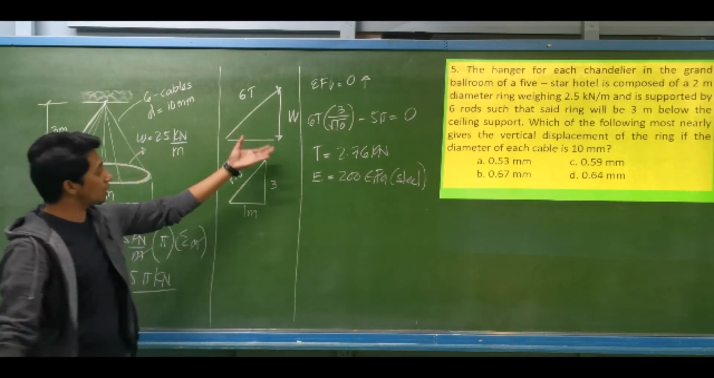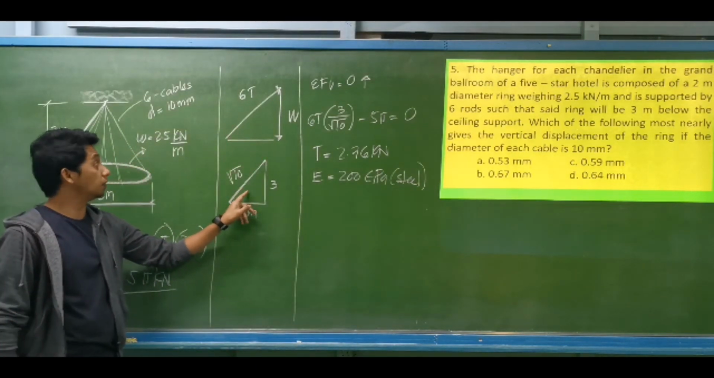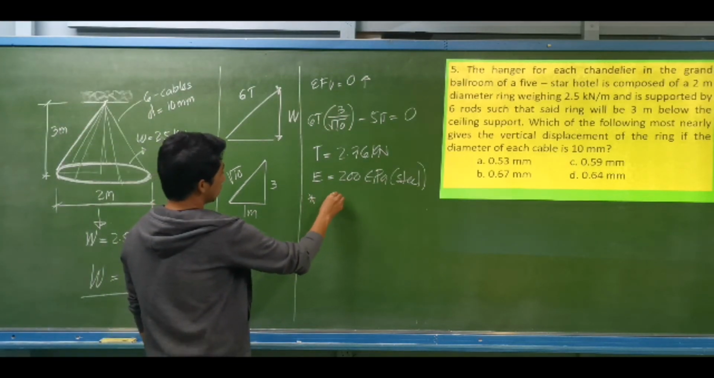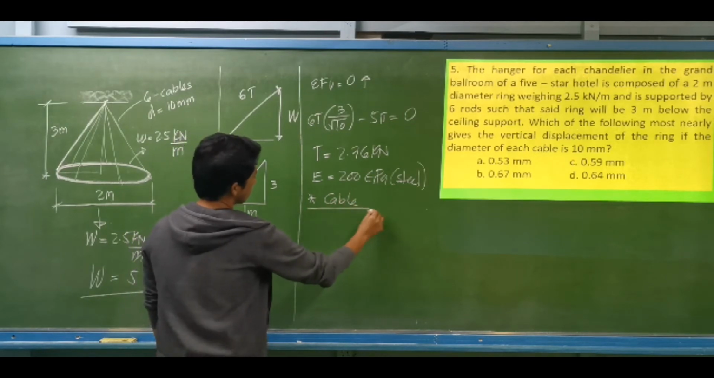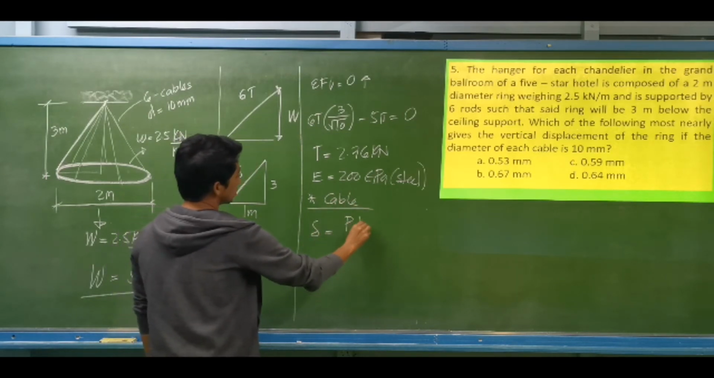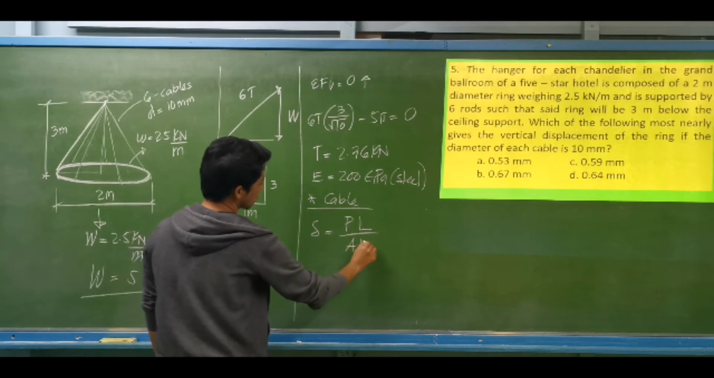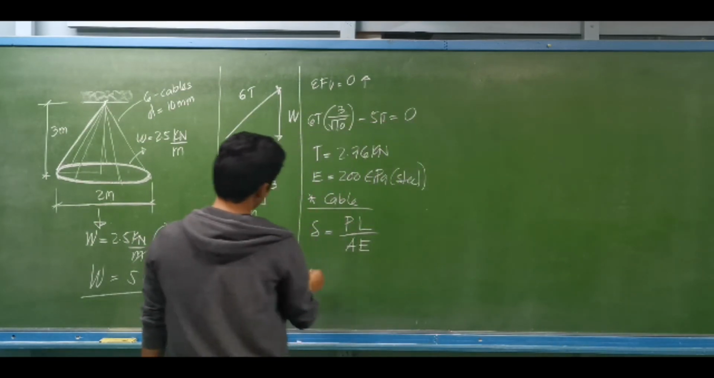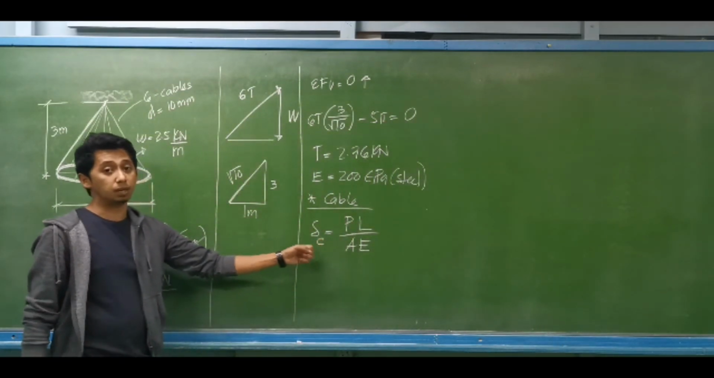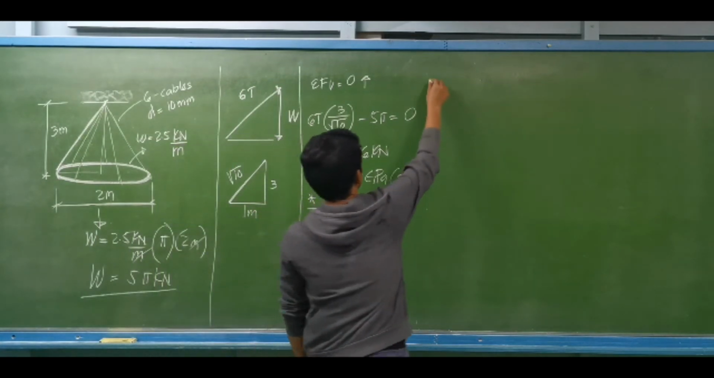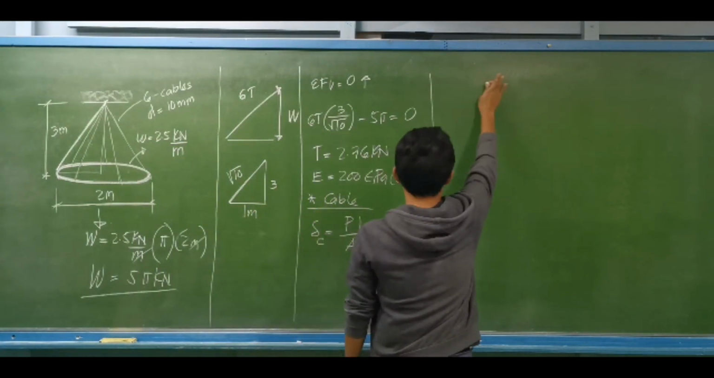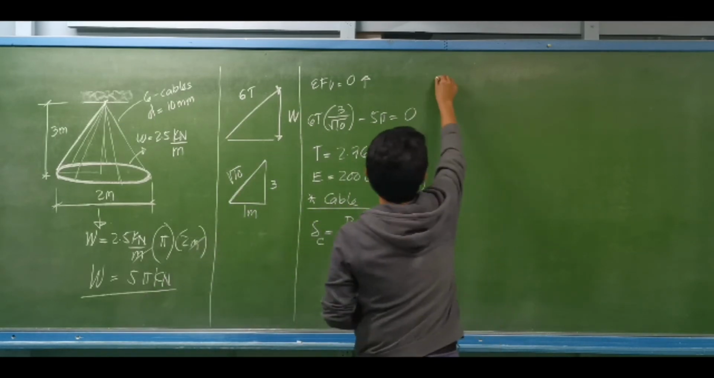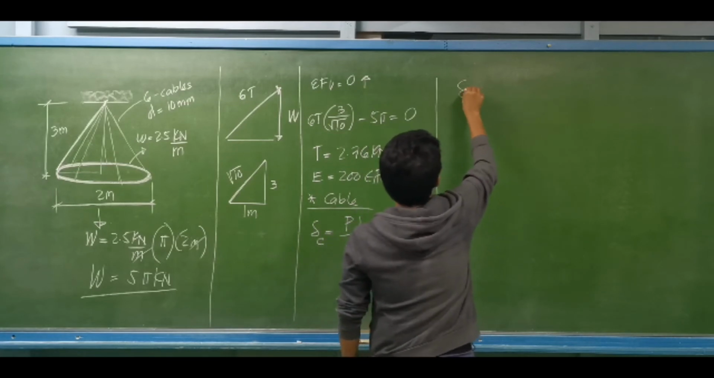So obviously, what will happen? There will be a deformation on these cables. So let us determine the deformation of the cables. We have delta is equal to the load times the length divided by the area times the modulus of elasticity. Let's say this is the deformation of the cable, delta C.